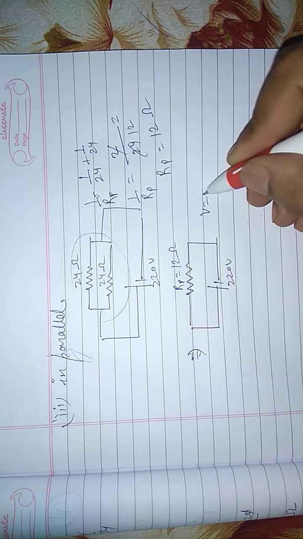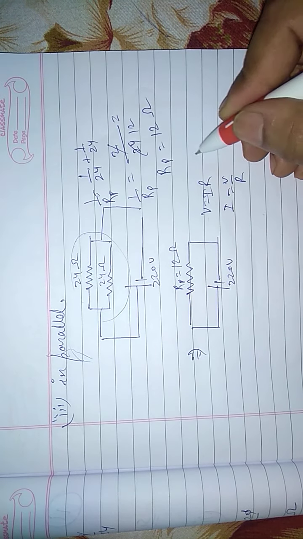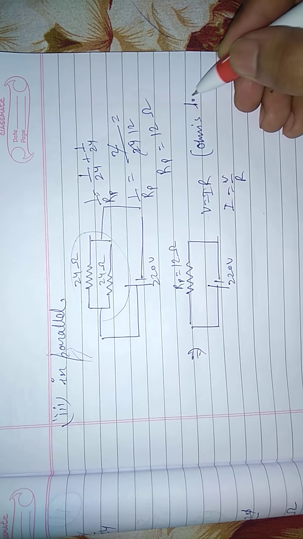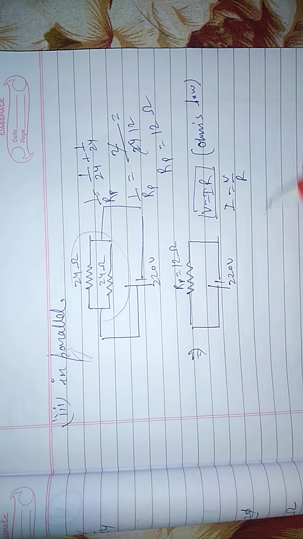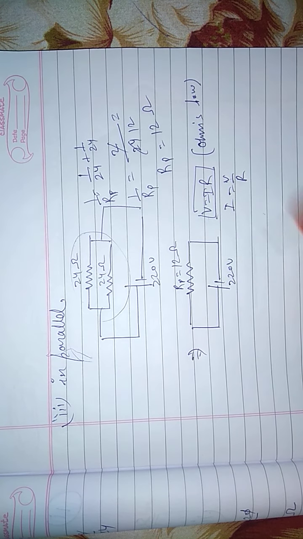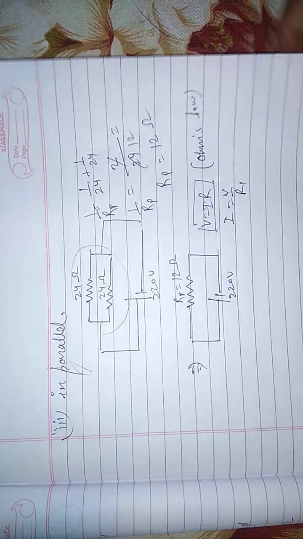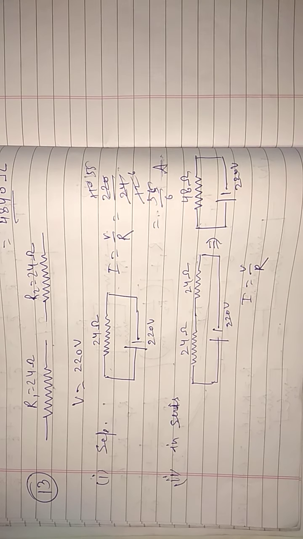Again V equal to IR, Ohm's law, I equal to V upon R. Please write here Ohm's law in every case because this will give you the half marks. Okay, this is the Ohm's law, I equal to V upon R. You can calculate very easily. Okay, now take a screenshot. This is the third part and these are the first and second part.